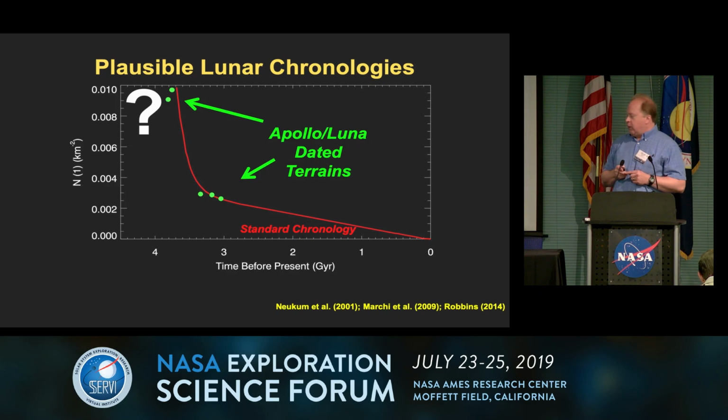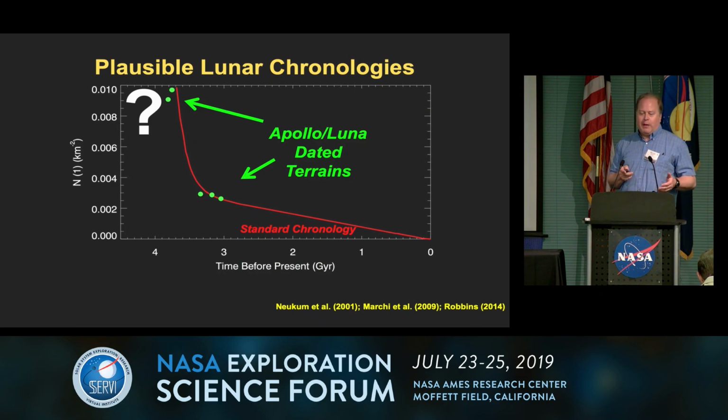Just to illustrate, this is a plot where I'm showing time before present in billions of years. And on the y-axis, I have this thing they call N1, which is just the number of kilometer-sized craters you have on a given region per square kilometer, okay? So these dots are from the standard counts we have from Apollo, and that's how we got a given chronology.